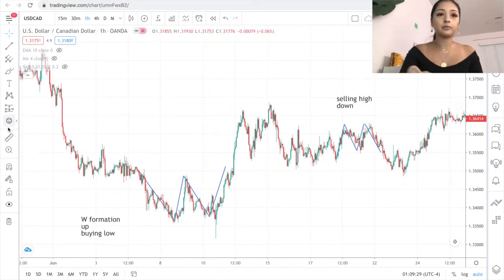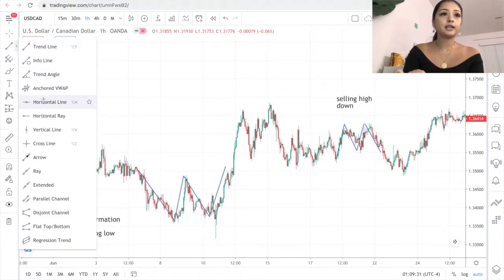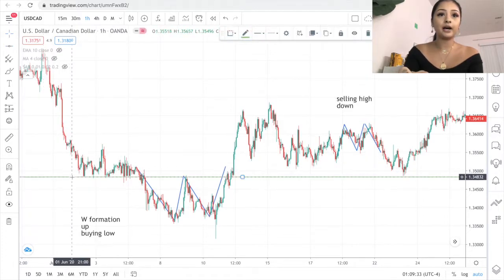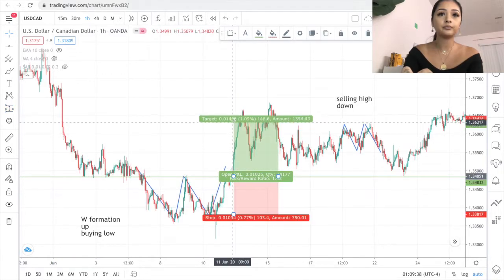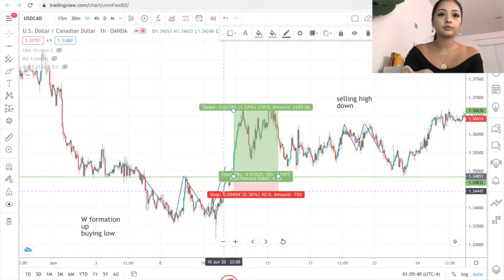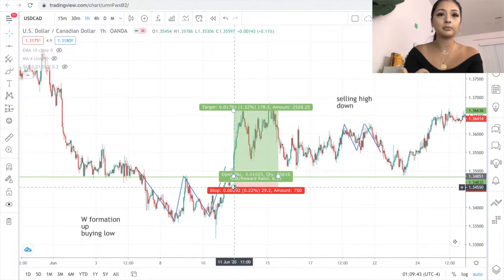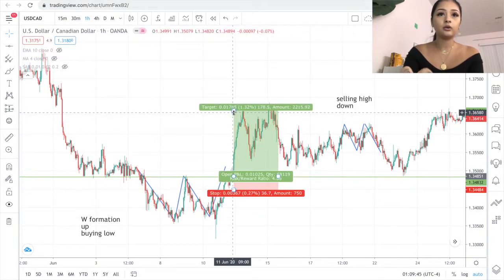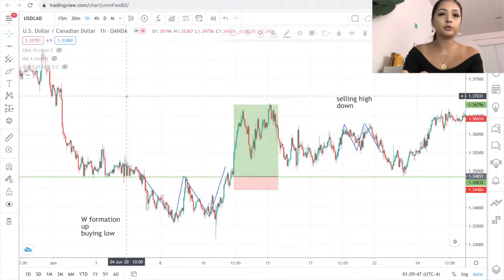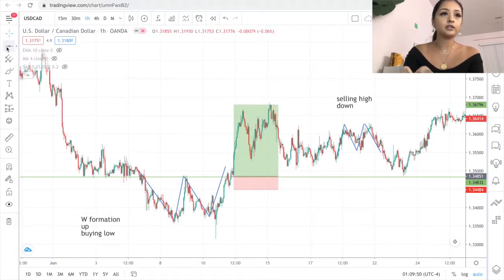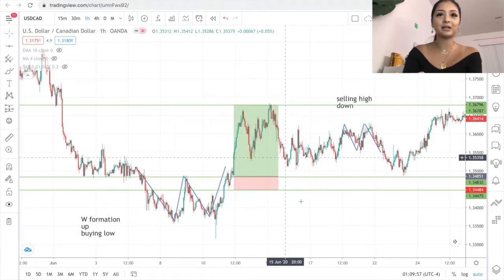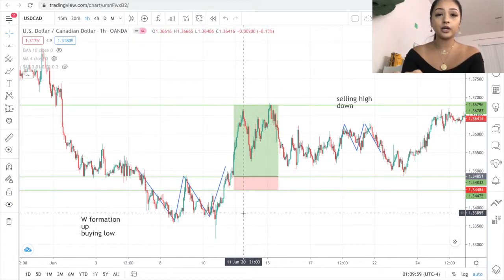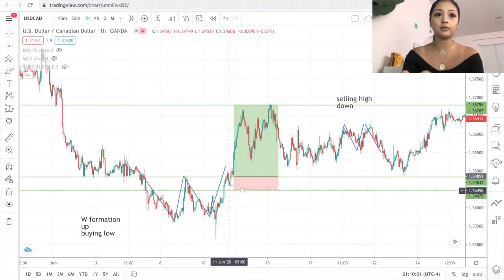Right here, W formation. Like I said, whenever you see a W, you're going to be looking to buy. So for example, if I took a buying opportunity right here, boom, that's where I would have put my stop loss, right underneath that low, and the take profit, probably right here. I don't want to overcomplicate this for people, but that's where my take profit and stop loss are going to be. And if you were in this trade, you would have won just from this W.